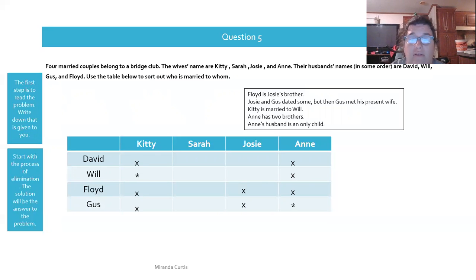Next, we know that Kitty is married to Will, which we could have gone through and marked all those, but I was going to go down the line. So we know Josie and Will are not married. So that means Josie is married to David. And that leaves Miss Sarah, who has to be married to Floyd. That means she's not married to David, she's not married to Will, she's not married to Gus.